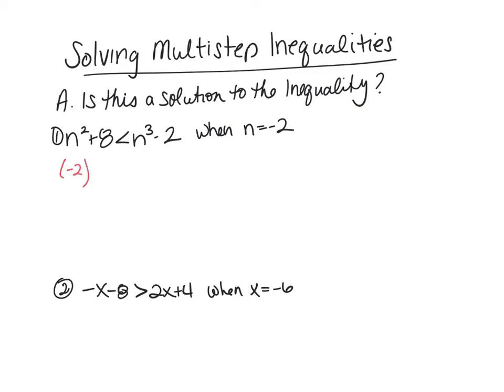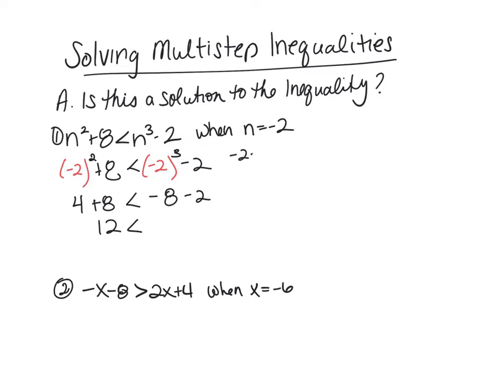So I have negative 2 squared plus 8 less than negative 2 cubed minus 2. Negative 2 squared is positive 4, because negative 2 times negative 2 is positive 4, plus 8, and that side is 12. And then negative 2 cubed is negative 8, because that's negative 2 times negative 2 times negative 2, and that's positive 4 times negative 2, which is negative 8. And negative 8 minus 2 is negative 10.